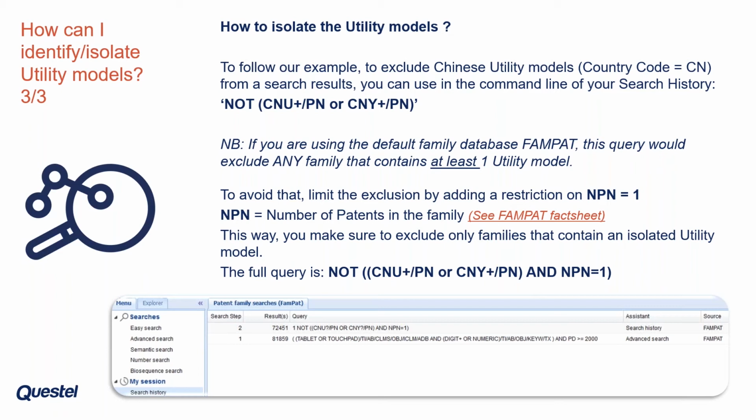Note well, if you are using the default family database FAMPAT, this query would exclude any family that contains at least one utility model. To avoid that, you can limit the exclusion by adding a restriction on NPN equal 1. NPN is the field of number of patents in the family. This way, you make sure to exclude only families that contain an isolated utility model, and not a utility model and an invention patent application at the same time. So this is the full query.